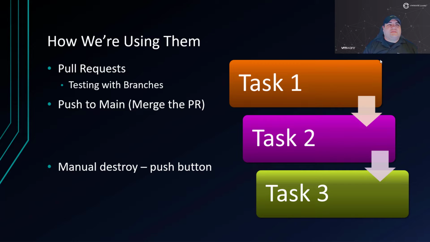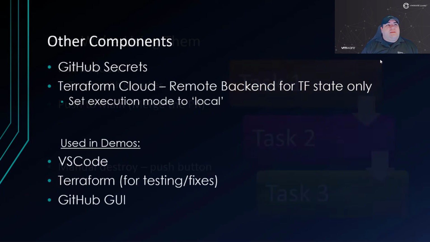So for this instance, like task 1, task 2, task 3 here, in our demo, task 1 is going to be deploying an SDDC. So we're going to create a full SDDC within VMware Cloud on AWS. Task number 2, we're going to apply some NSX-T rules so we get access to the environment. Task number 3, we're going to actually clone a VM. And that's what we're doing here.